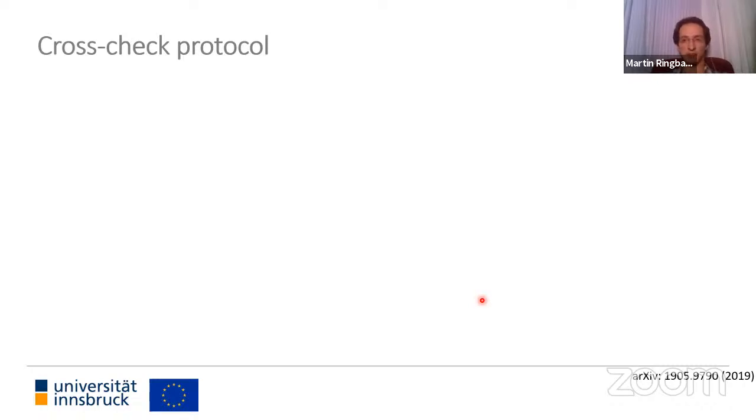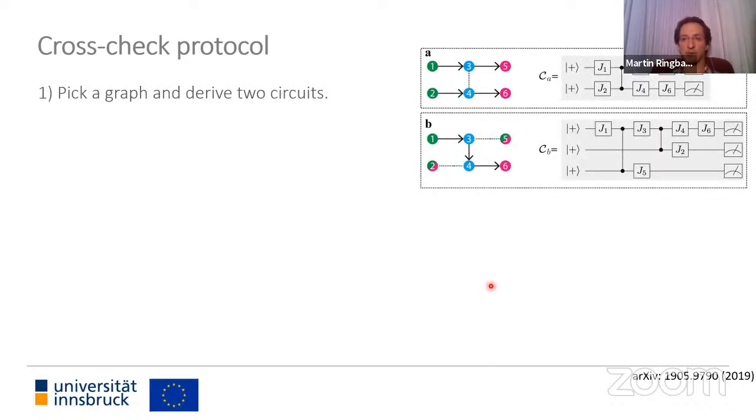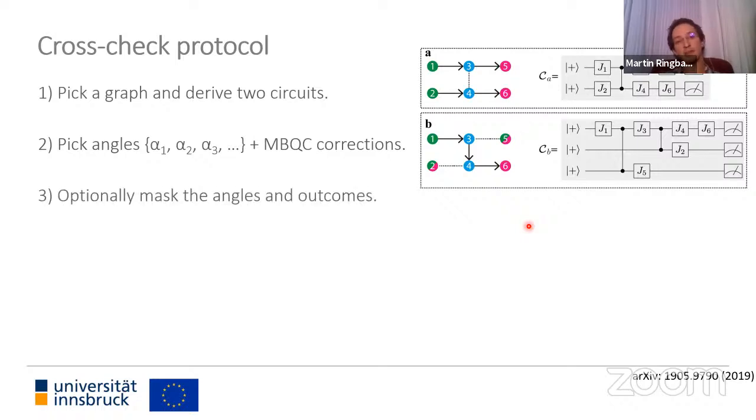Okay, so how do we turn this into now a cross-check procedure? First thing we do is we pick a graph. For the experiments we did, we picked this H-shaped graph. And you choose two different flows through that graph, which gives you two different circuits. Then you pick a set of angles for the single qubit gates, including all the MBQC corrections for non-zero outcomes. That's all something that can be efficiently calculated classically because of the graph structure of this problem. Then you could mask the angles and the outcomes if that's your thing. That's a trick derived from blind quantum computing, where you can apply stabilizer operators or random pi flips to hide these things. I'm not going to go into detail here. You can look at that in the paper if you like.